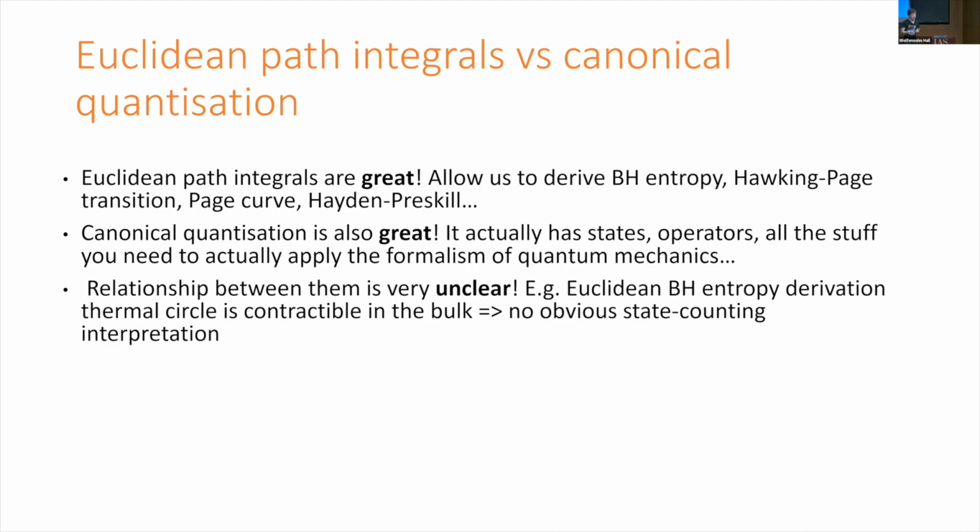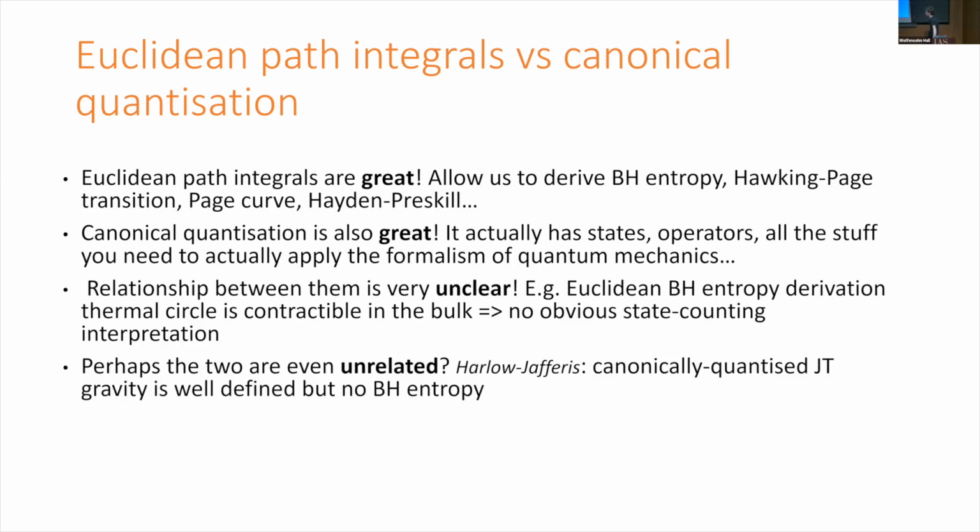So in particular, all the brilliant Euclidean calculations of entropies, starting with the calculation of the Bekenstein-Hawking entropy, tend to involve things that, from a bulk point of view, have no obvious state counting interpretation. So you have, say, some thermal circle in the bulk that is just completely contractible, and what does that even mean? Why are we calling that an entropy at all? Well, we're calling it an entropy because it gives answers that are consistent with Hawking radiation and everything like that, and we like those answers, and so we take it. But it's not obvious how to make sense of it.